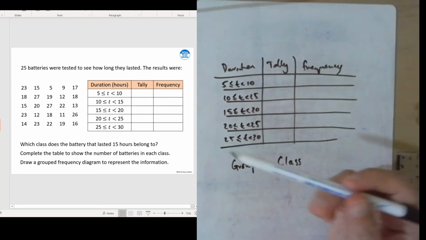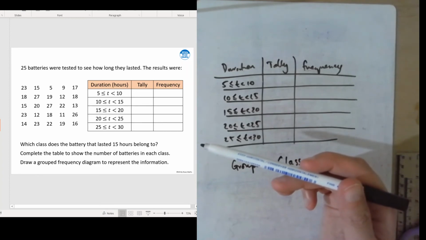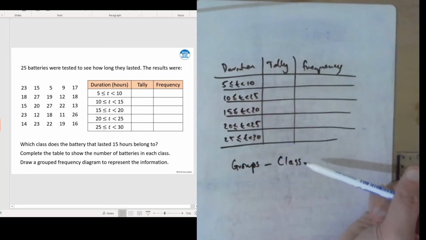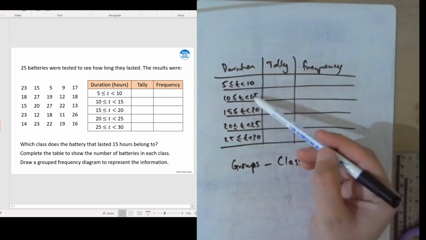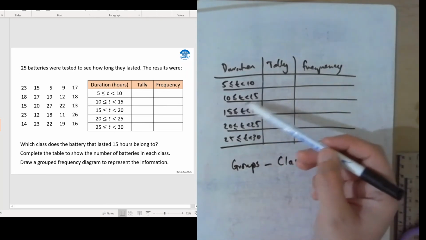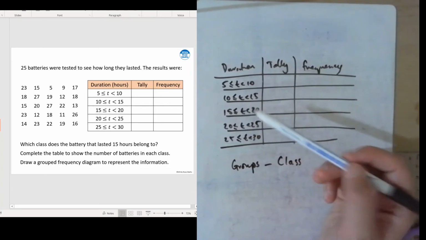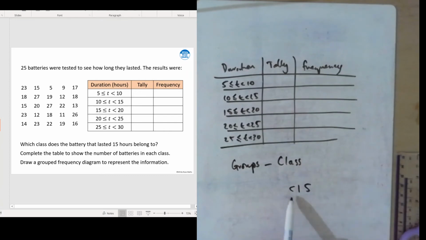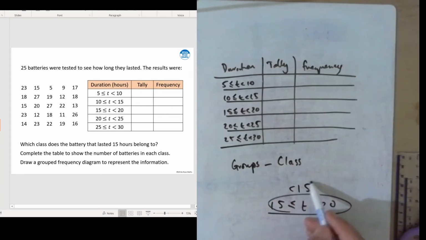So if someone was to ask that first question, which says, which class does the battery that lasts 15 hours belong to? You would say, oh, okay, my 15 hours, there's 2 numbers on here which show 15. I've got this one and I've got this one. You should remember from your inequalities, if I'm saying that, that means it's less than 15, but that does not include a 15. Whereas if I have this one, that means it's more than or equal to 15. So when we are talking about which class it belongs to, I would choose this group. I would not choose the group that doesn't include that 15 value. Okay? Hopefully that makes sense.